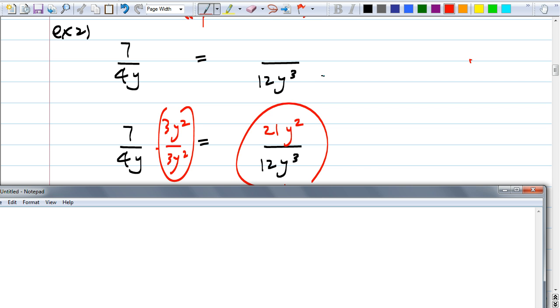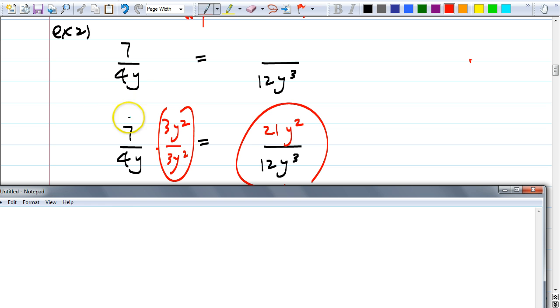When you are doing the LCD, when you multiply the fraction, will the numerator always be the same as the denominator? Like 3y squared, will the numerator always be the same as the denominator? Right, you gotta multiply. If you're going to multiply the denominator by 3y squared, you of course have to multiply the numerator by the same number. Because what's 3y squared over 3y squared? What's the same thing over the same thing? Right, 1. So we're basically multiplying 7/4y by 1.